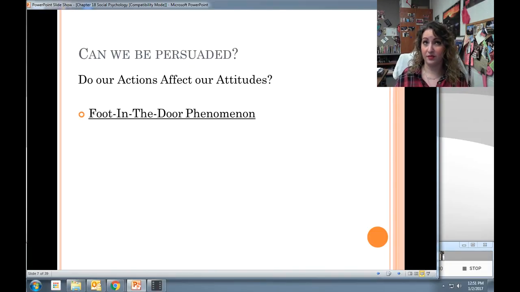There's a couple of phenomena that I think are quite interesting that we can use to persuade others, and that people use to persuade us. One is called the foot in the door phenomenon. So let's say that you want to borrow money from your parents. Foot in the door is how you do it. Think about what that means. You're trying to get your foot in the door, a little bit of you in the door, and eventually you can wiggle your way in.